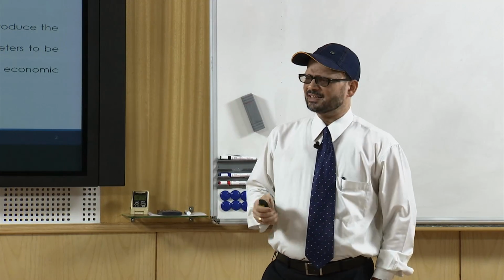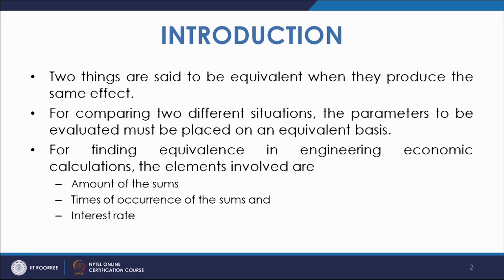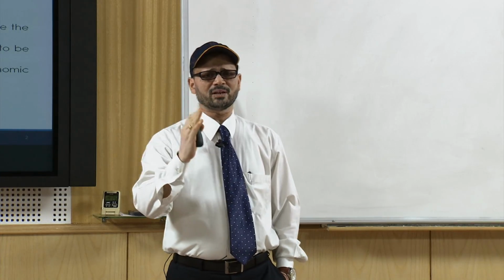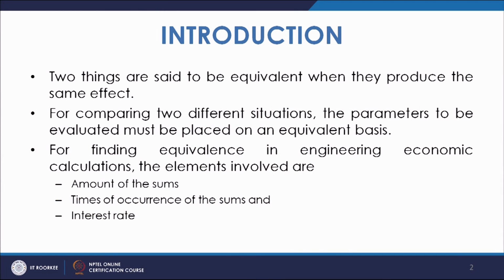So, there are three things which are dictating it. One is the amount of sums. In any cash flow diagram, what you see is the amount of monetary transactions, then the times of occurrence of these sums. They may occur at the same time or at different times. And then the interest rate. So, all these three are to be taken into account.